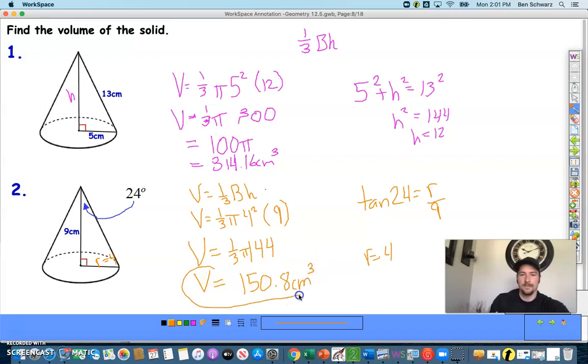So there are a few here where you might be missing some things, like missing a radius or missing a height. And you may have to do Pythagorean theorem or your sine, cosine, tangent to figure out those other values that you need. So that's why that stuff was important earlier on in the year.